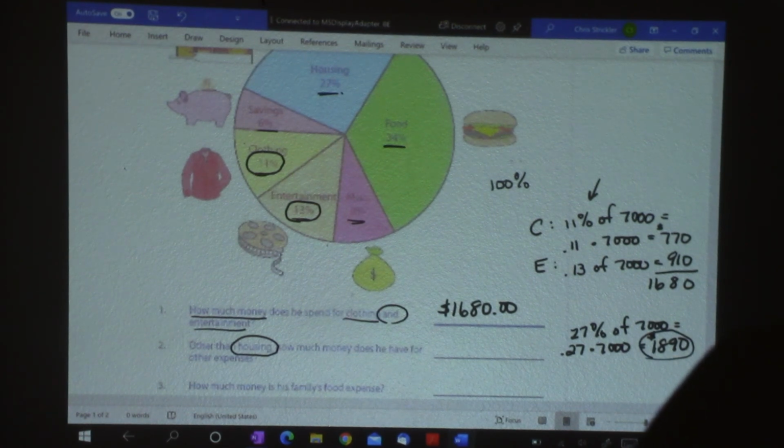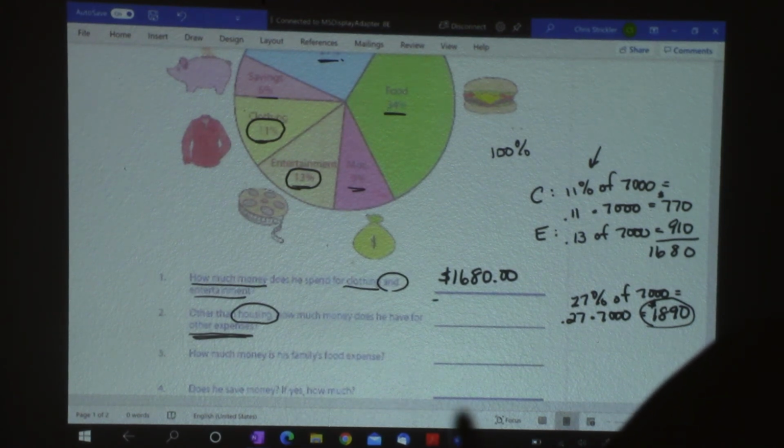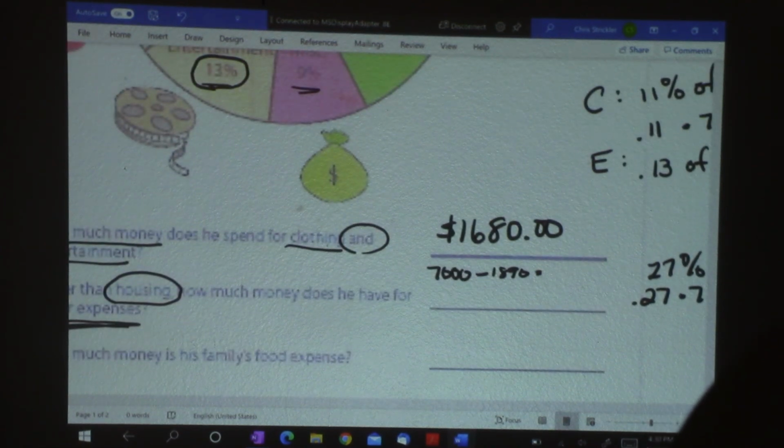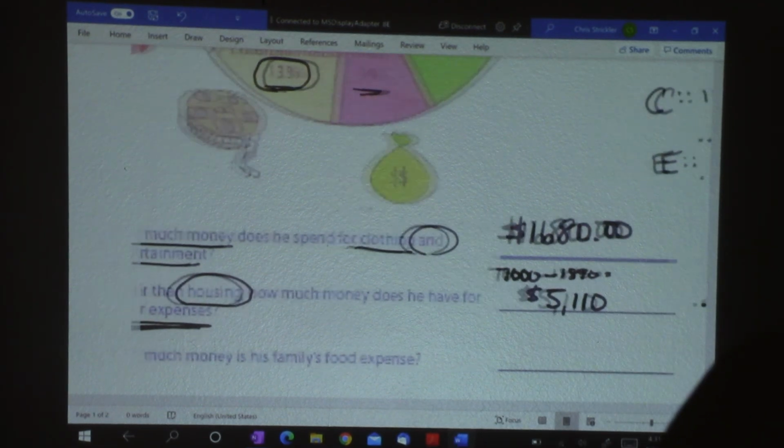What's the total? 7,000. So how do I find out what everything else is? I subtract. We can just write that in this blank: 7,000 minus 1,890. Can you read that okay? That's getting pretty little. Let's see what I get. $5,110 for everything except housing. Okay.